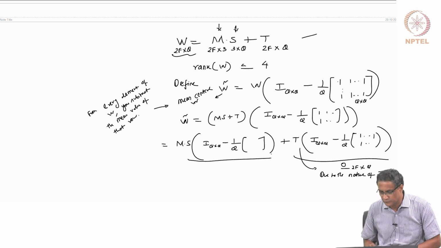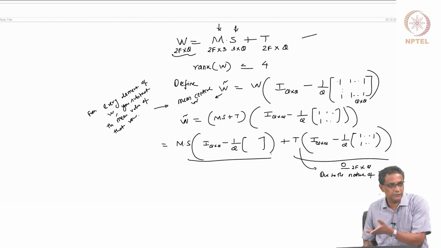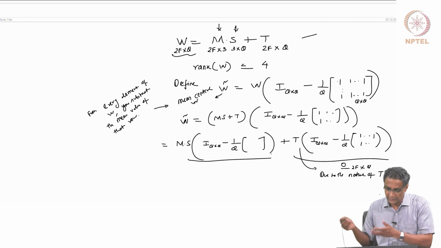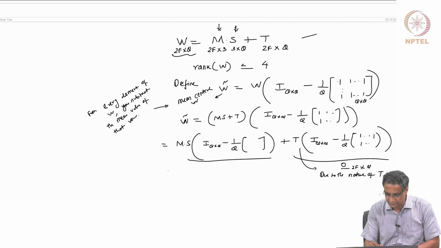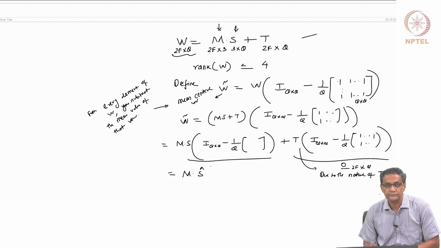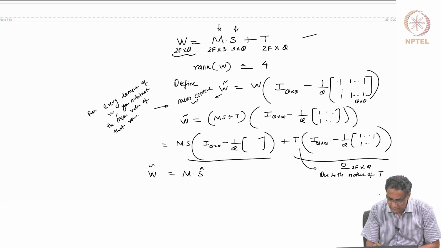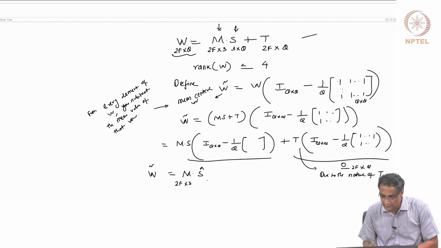Now this one is S into I_Q minus 1 by Q, which is like a mean centered structure. Whatever we did for W tilde, it is now sitting on S. Therefore, we can write this as M into S hat, where I absorb this I_Q minus 1 by Q into S. I call this the mean centered structure. So I have W tilde equal to this. The size of M is 2F cross 3 and S hat is 3 cross Q.